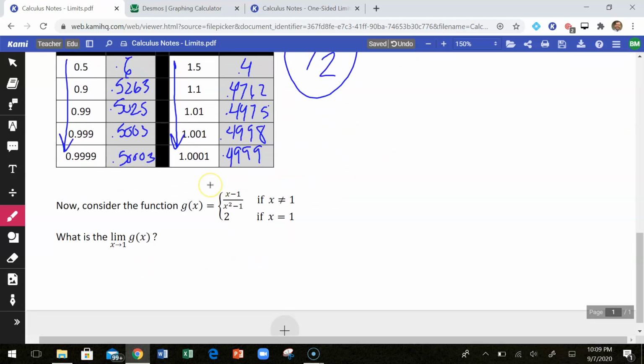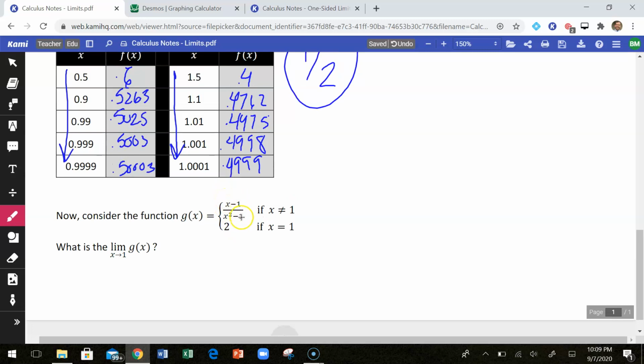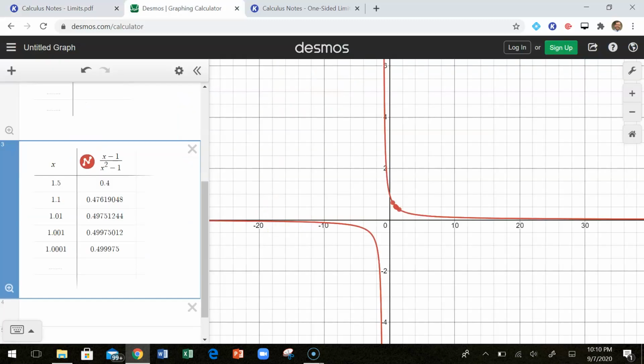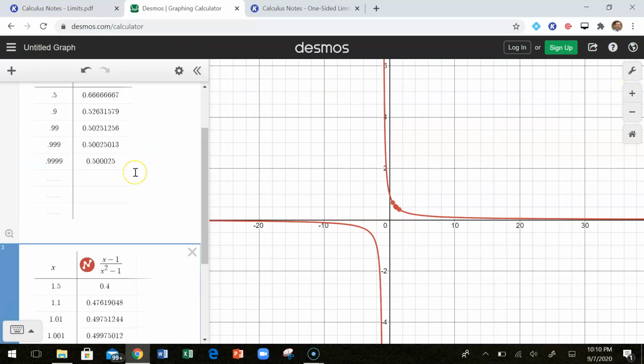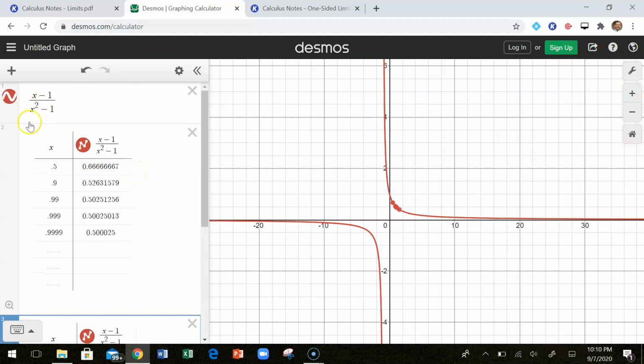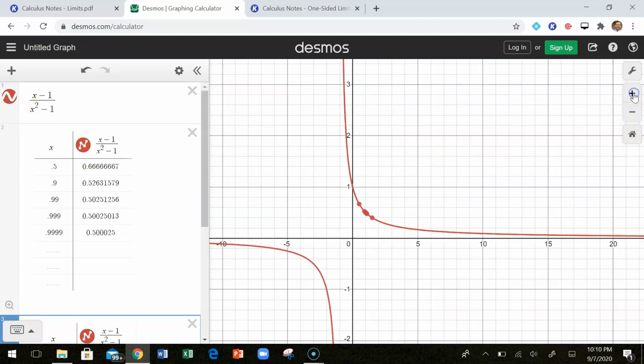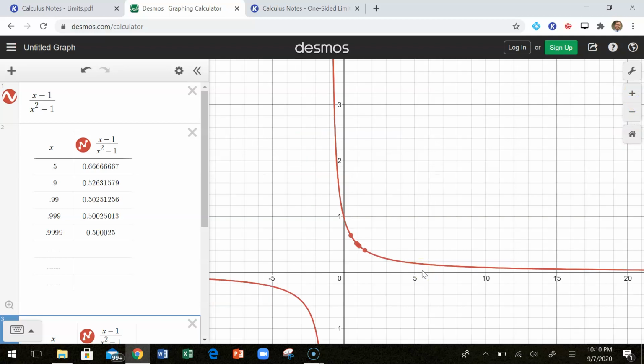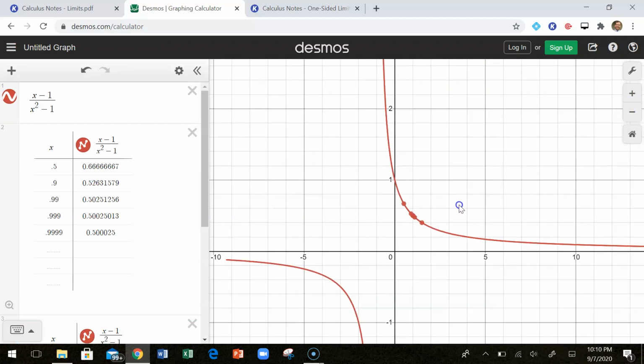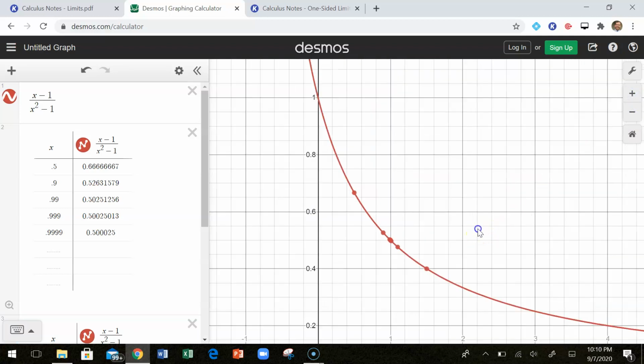At the end here, I want to consider a piecewise function where we have this graph x minus 1 over x squared minus 1 for everything other than x equals 1. And I didn't really address what was going on with x equals 1 here, but if you think about it, this function, if x were to equal 1, the bottom would be 0. So it's actually undefined at 1. And what we have going on here is an open circle at 1.